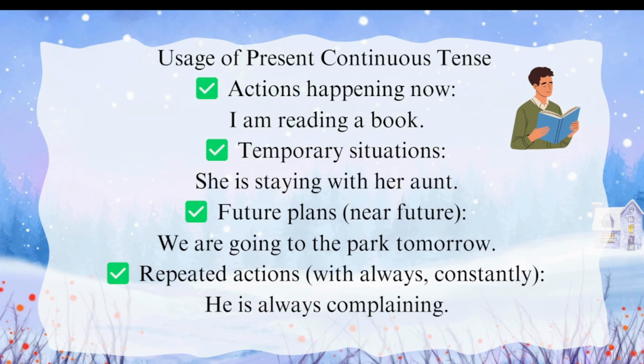So the present continuous tense is used to talk about actions that are happening now at the time of speaking. For example, they are watching TV. Some kids are playing cricket. I am reading a book. So these are some of the examples of present continuous tense.